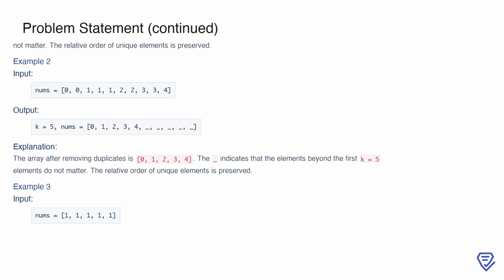Similarly, for a simpler case such as nums equals 1, 1, 1, 1, 1, the output will be k equals 1 with the modified array as 1, underscore, underscore, underscore, underscore. Here, the array contains only one unique element, which is 1, and the rest of the elements can be ignored.